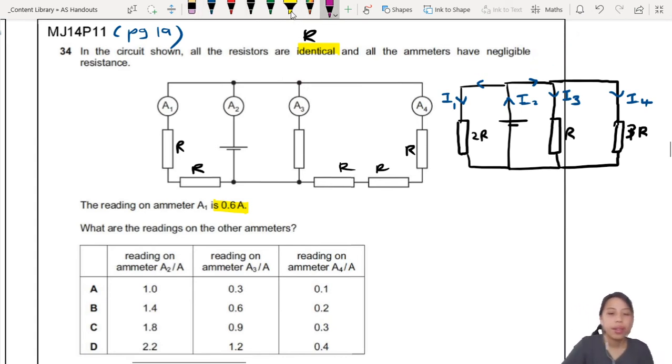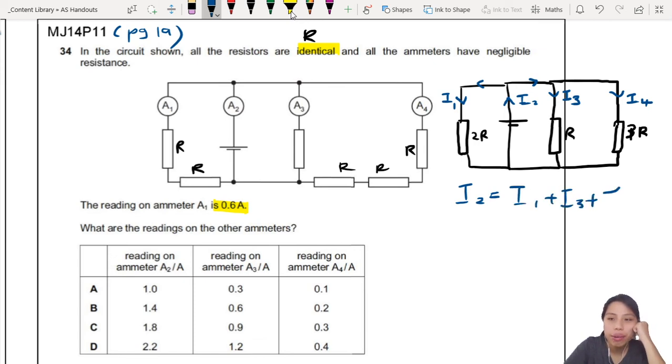First things first, how are we going to do this? If you try Kirchhoff's second law, you'll find that you have too many unknowns. It's not second law, Kirchhoff's first law. Because you say, okay, so I2 equals, this is the main one coming out from the battery, I1 plus I3 plus I4. That's not very helpful because you have too many unknowns. How? Well, the most you know is I1 is 0.6.